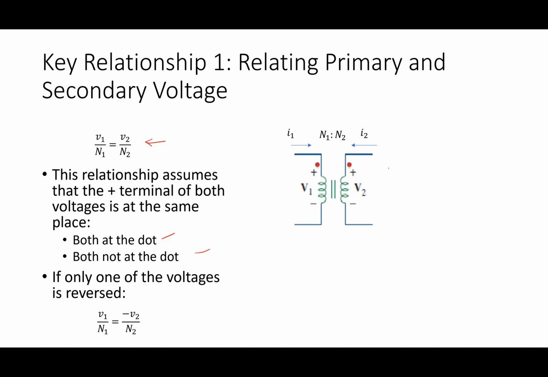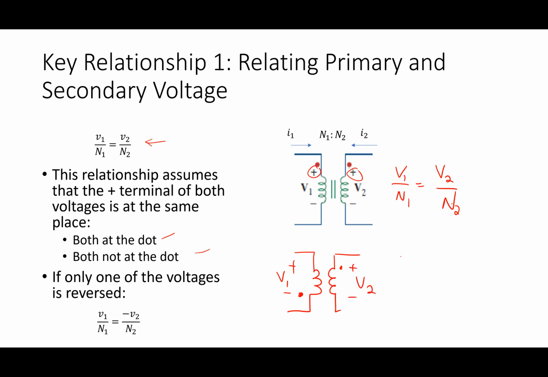So what that means is that for this particular case here, I would have V1 over N1 equals V2 over N2, because the plus sign on the voltages is at the dot, right? If I had, let's say, this picture, let's say a dot here, call that V1, and a dot here, call that V2, right?